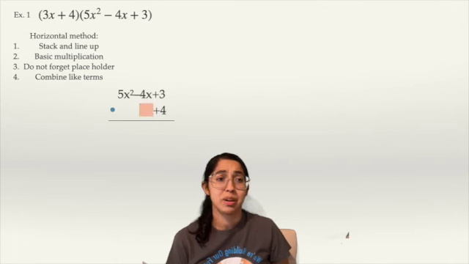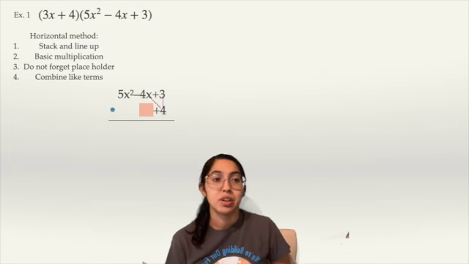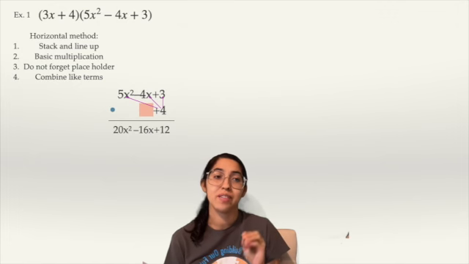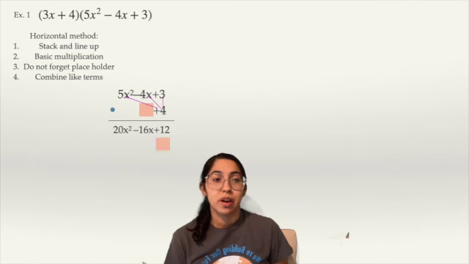We're going to box out the 3x, and we're just going to do 4. We're going to do 4 times 3, 4 times negative 4, 4 times 5. So 4 times 3 is 12, 4 times negative 4x is negative 16x, 4 times 5 is 20x squared. Once we do that, we need to put a placeholder here.